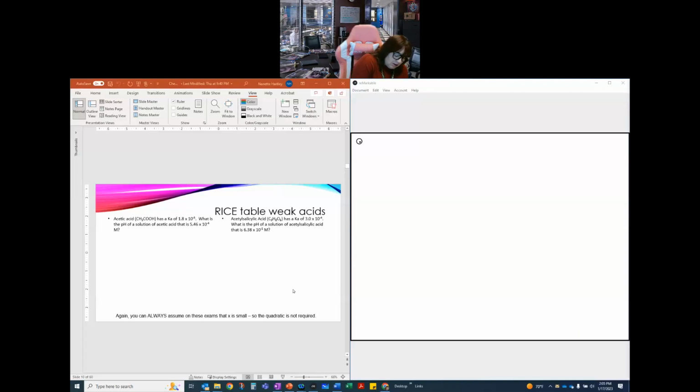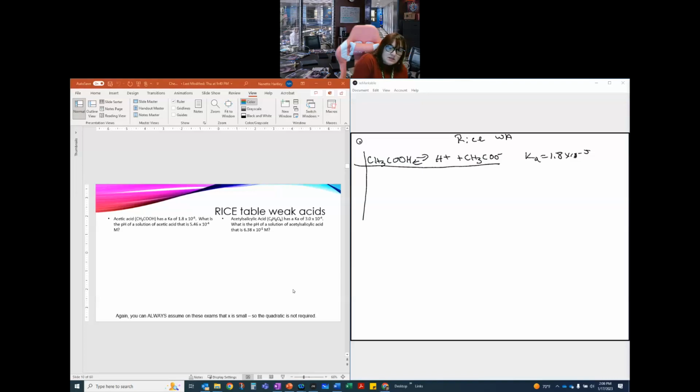So when we talk about RICE for weak acids, we're talking about acetic acid, CH3COOH, which has a Ka. I know that this is going to be a dissociation. I know that I'm going to end up with an H plus and CH3COO minus, so all that other stuff that's left. That has a Ka equal to 1.8 times 10 to the minus fifth. Okay. What is the pH of the solution of acetic acid?